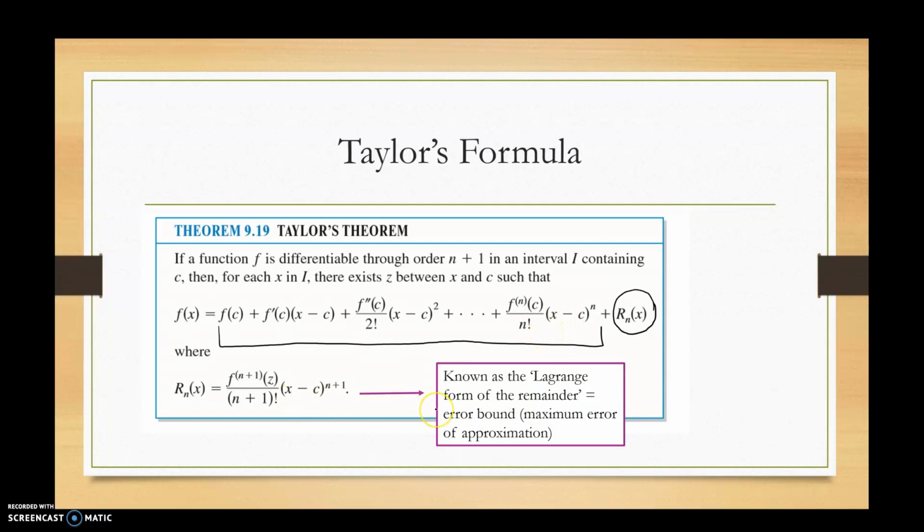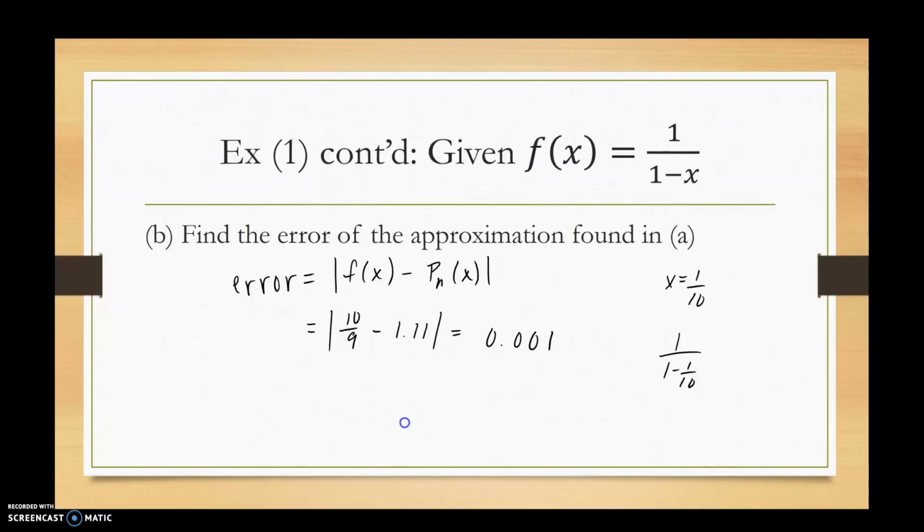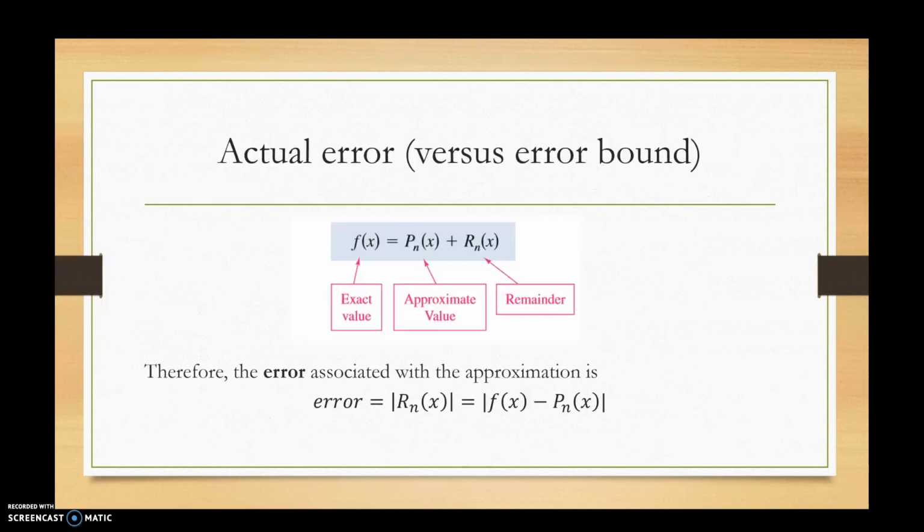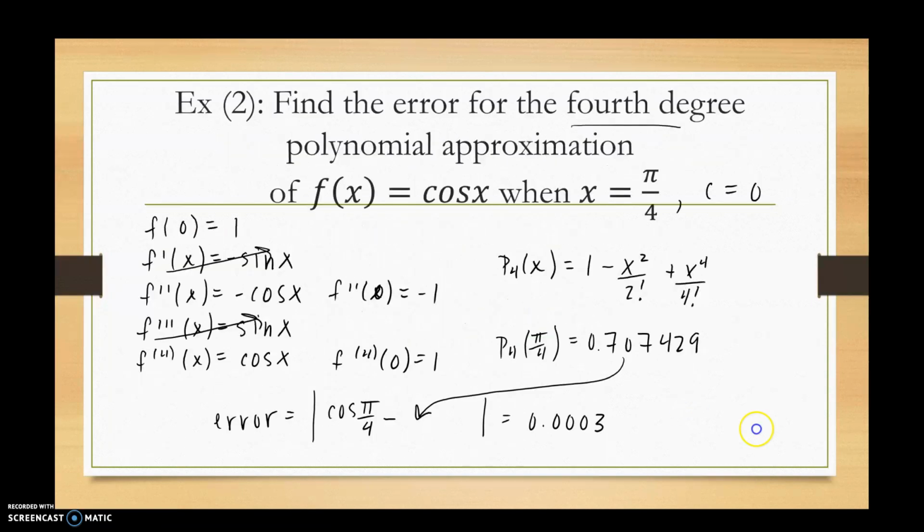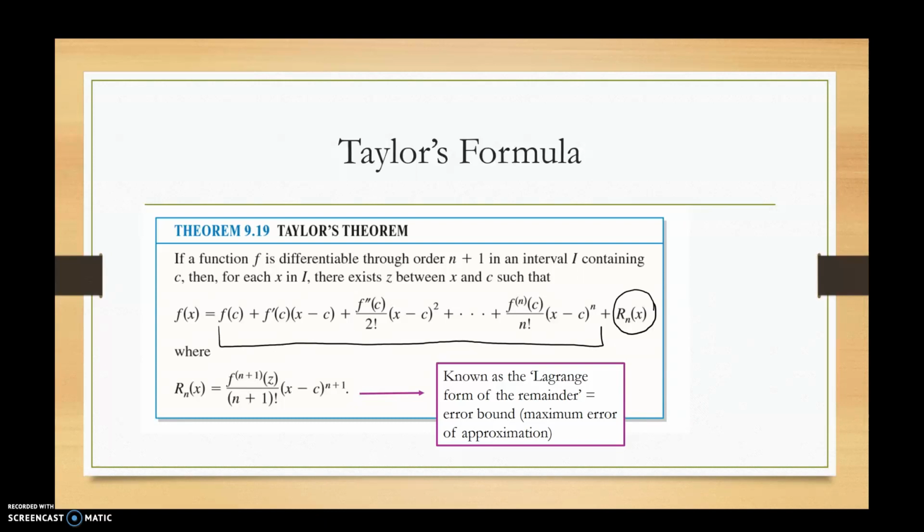So this is known as the Lagrange form of the remainder, and it represents the error bound, which is the maximum error in the approximation, okay, as opposed to what I said here. What the error would be, okay, the error is the difference in the function and its approximation using a Taylor polynomial, but the Lagrange gives us the maximum error for what the approximation could be. And we will practice this in class, okay?